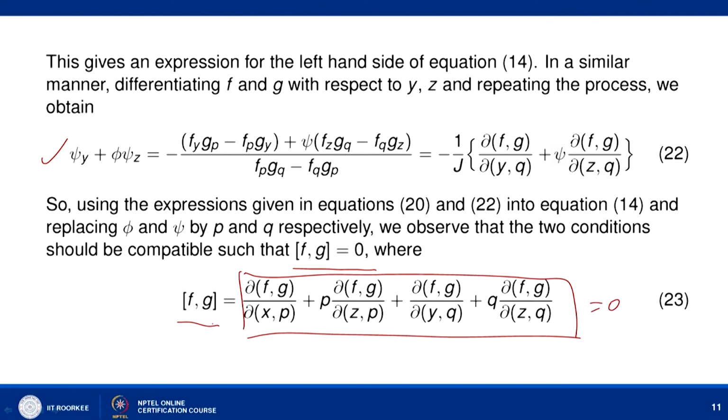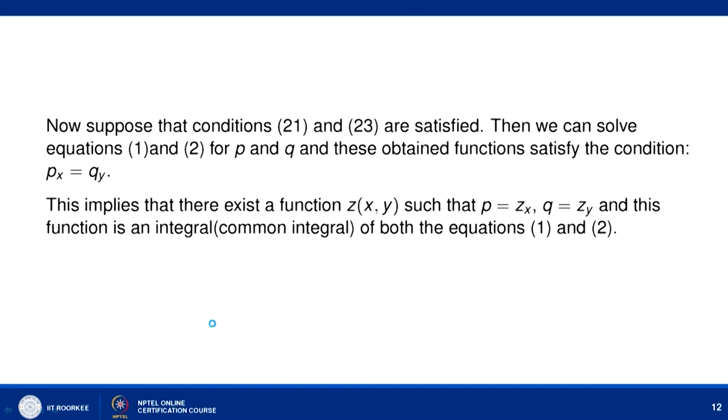So, we say that if the bracket f, g is 0, then f and g are compatible with each other. Suppose that conditions 21 and 23 are satisfied, then we can solve equations 1 and 2 for p and q, and these obtained functions imply that there exists a function z equal to z of x, y such that p equals z x, q equals z y, and this function is an integral of both equations 1 and 2.